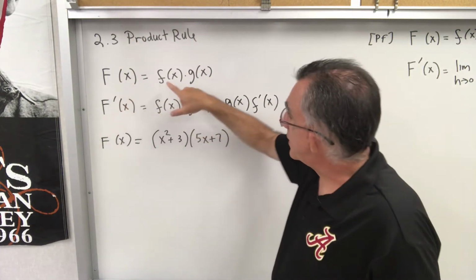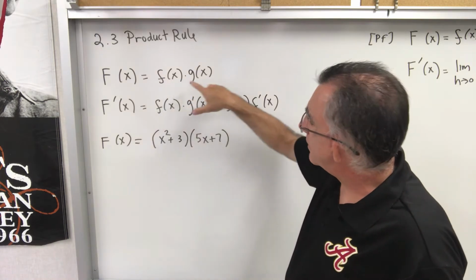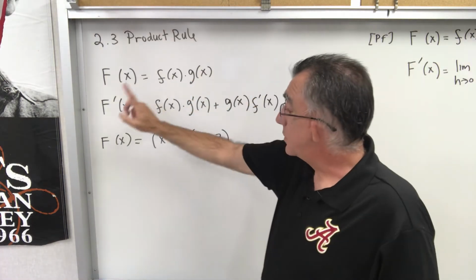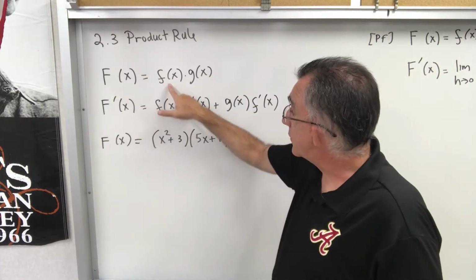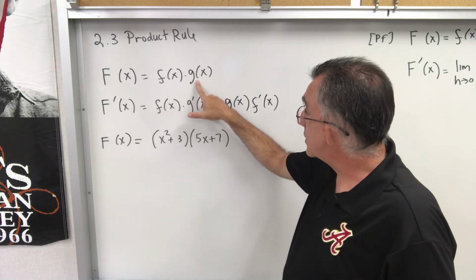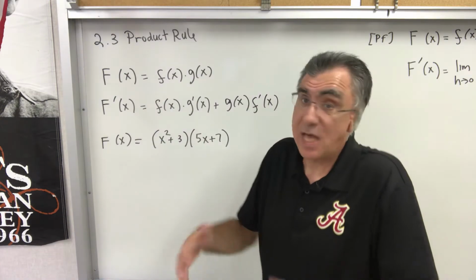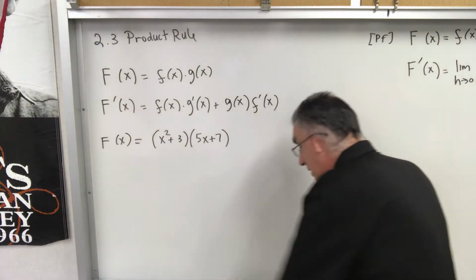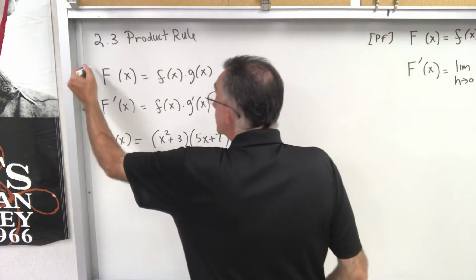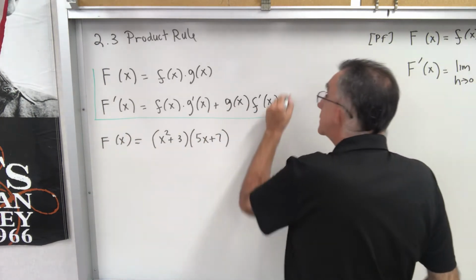Suppose big F can be thought of as something times something else. The derivative of big F would be the first one times the derivative of the second plus the second one times the derivative of the first. You gotta memorize that, okay? This is important. This is it. This is the rule, right?